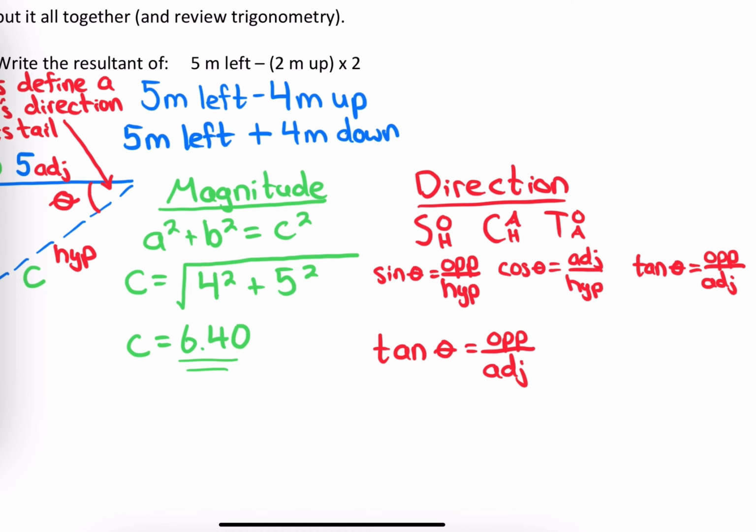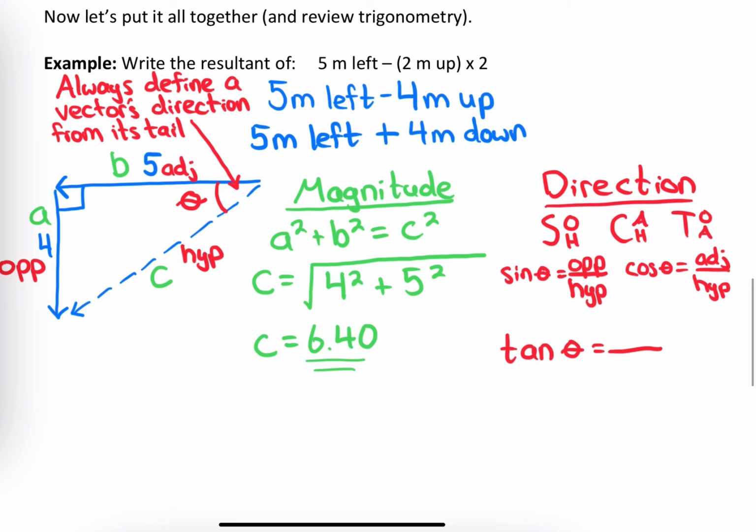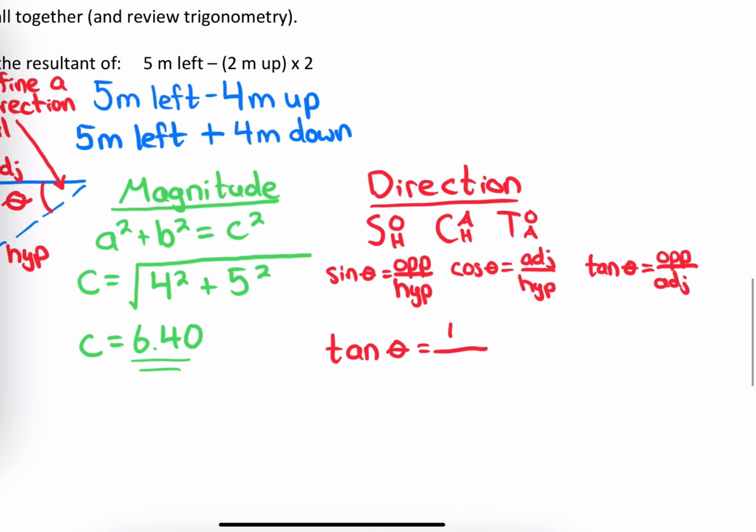And in this case, I actually know the opposite and the adjacent, so I might just plug those numbers in right off the bat. The opposite side is 4, and the adjacent side is 5. Right, so that tells me what tan theta is, but what I want to know is just theta by itself. So I have to do a little bit of algebra here.